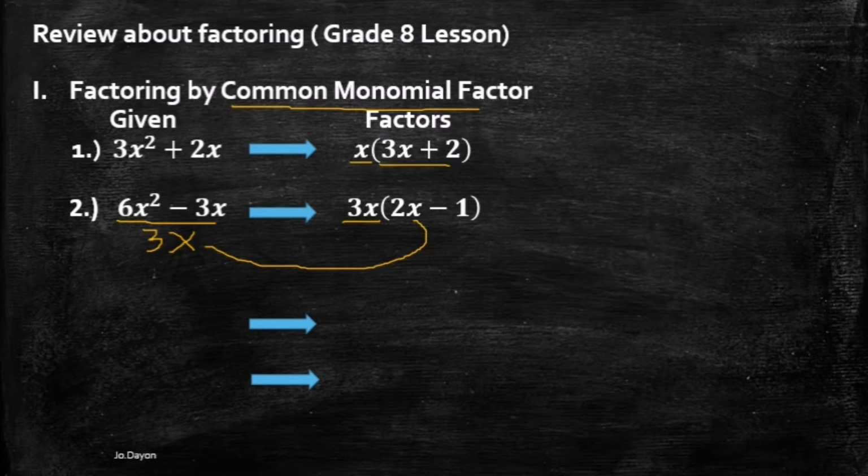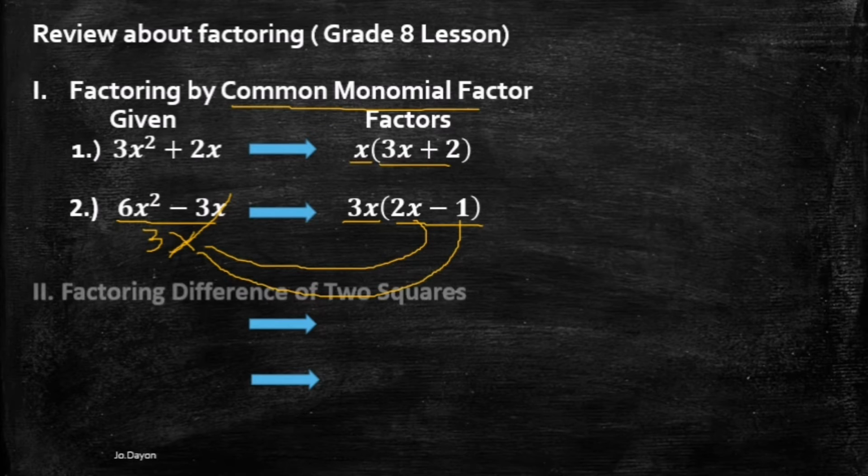Of course, 6 divided by 3, the answer is 2. And x squared divided by x, the answer is x. Next, negative 3x divided by 3x. So negative 3 divided by 3, the answer is negative 1. And x divided by x, that is already 1. So the factored form is 3x times the quantity 2x minus 1.